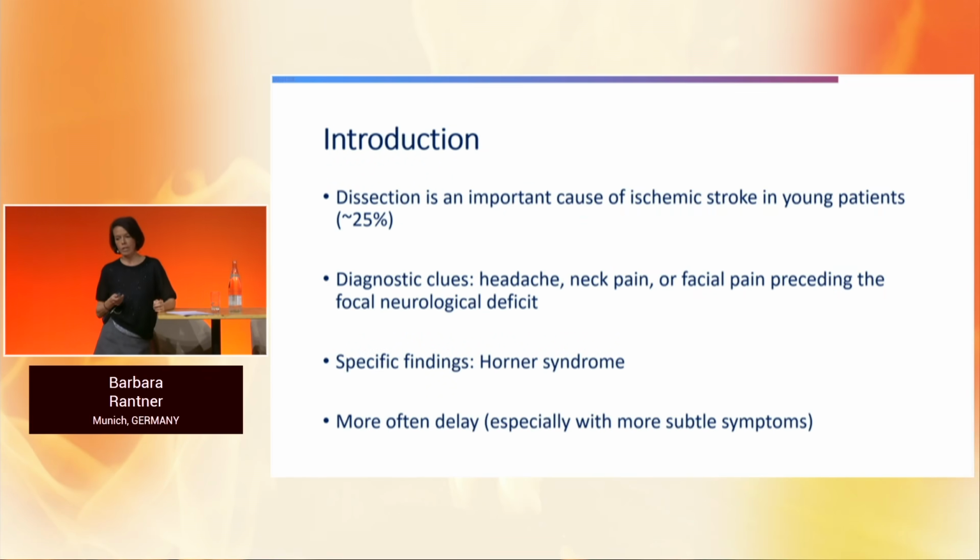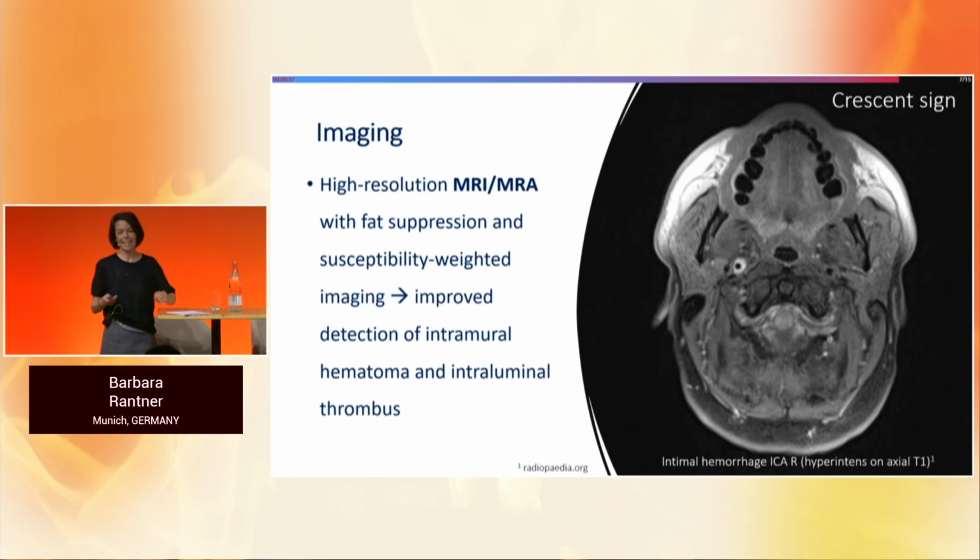So just a quick introduction to carotid dissection. The evidence is very low, just to give you this information right in the beginning. You always need to think about dissections in young patients showing up with neurological symptoms. And as you might know, neurological symptoms are frequently not as clear as in a typical atherosclerotic stroke. Can be headache, neck pain, or facial pain preceding focal neurological deficits. Some show up with the Horner syndrome. And due to this, diagnostics is frequently delayed.